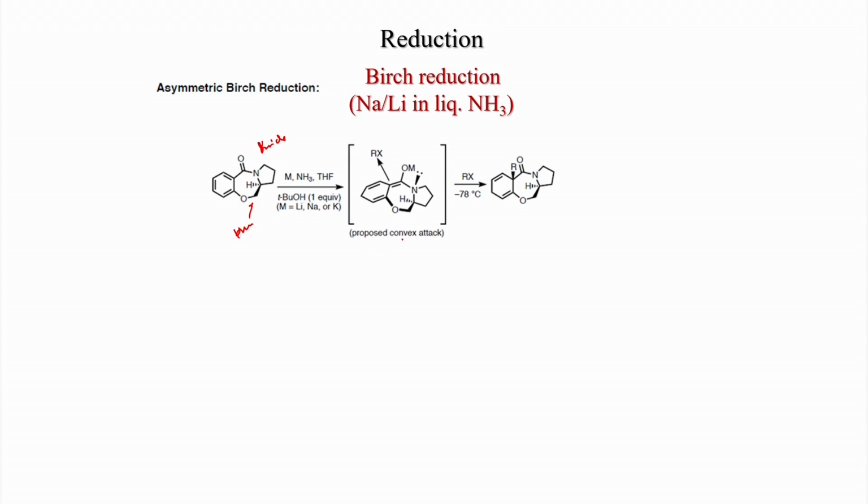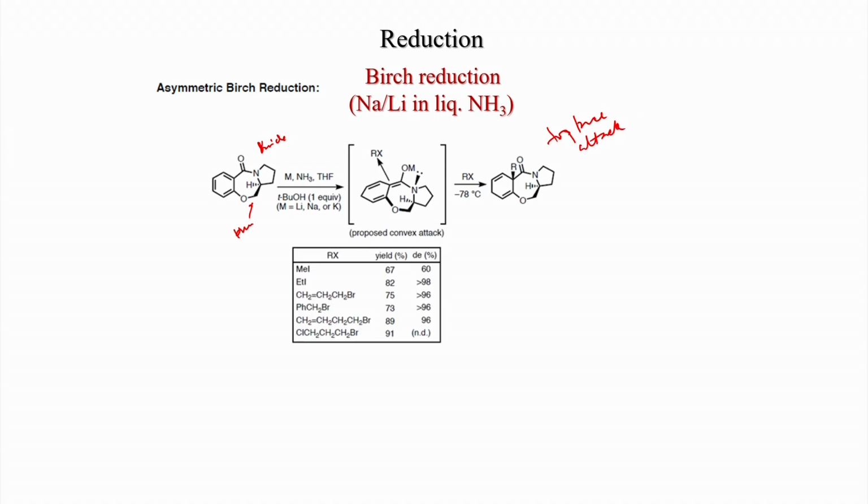Now, this is the proposed convex attack. The convex side is open, and the alkylation happens from the top face. You can see the selectivity: with methyl iodide you get a 67% yield; with ethyl iodide you get an 82% yield and greater than 98% diastereoselectivity.